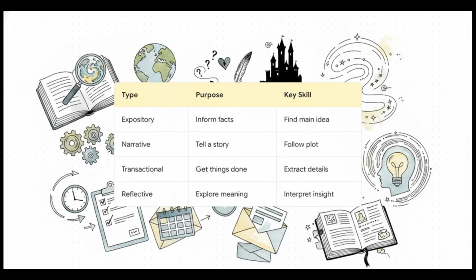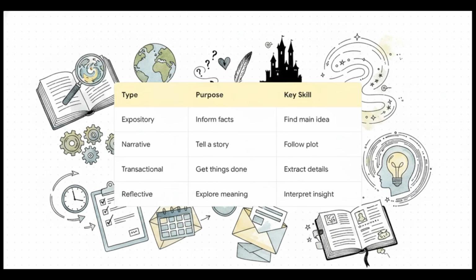First, expository texts. Think of a textbook chapter on global warming. The purpose is to inform, so the key skill is finding the main idea and cause and effect structures. Second, narrative texts, like a biography or a novel. The goal is telling a story, so the reader must follow a plot and infer unspoken feelings.